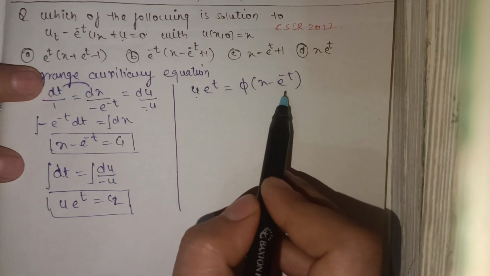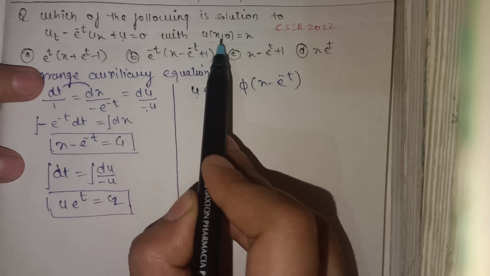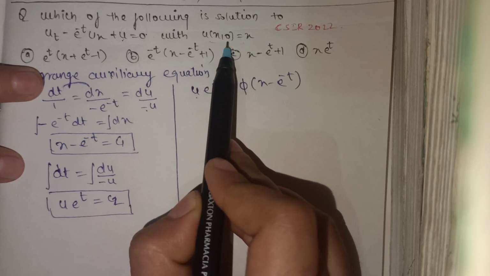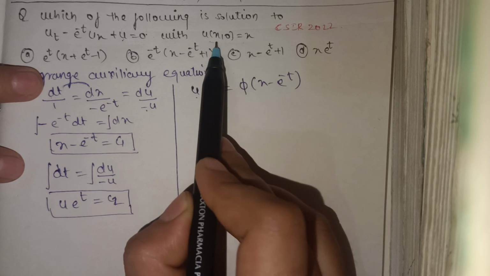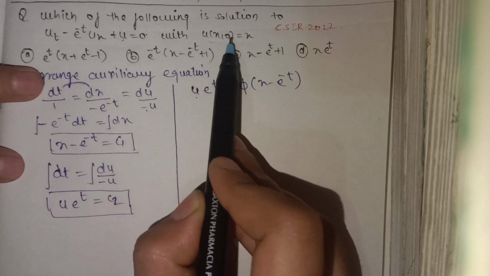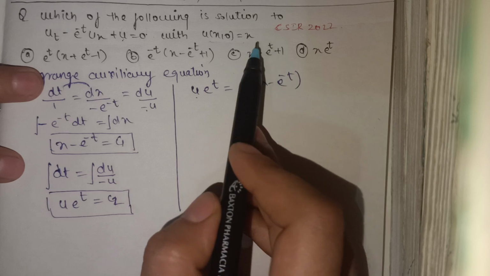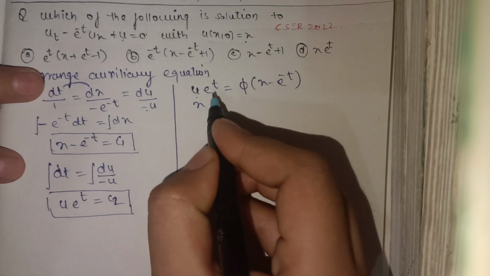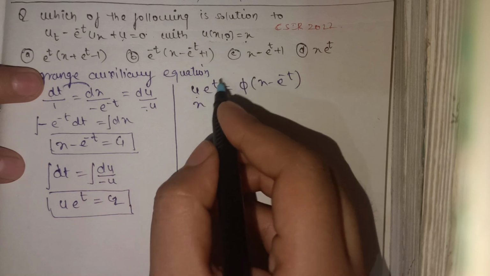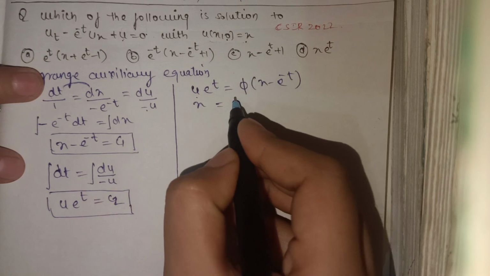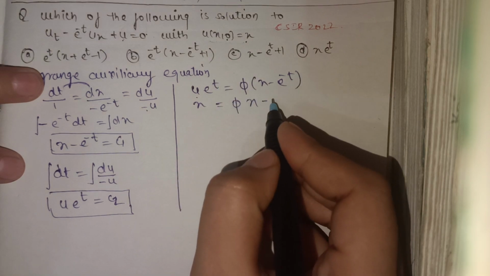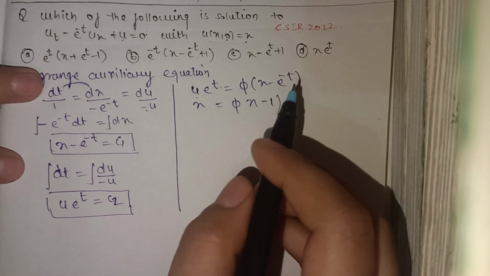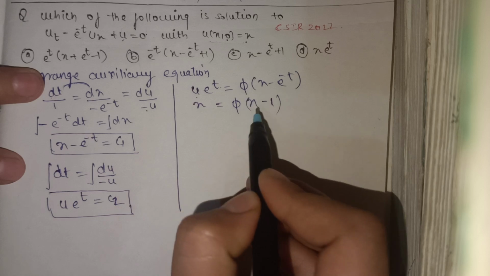So now we apply the condition. Here the condition is u of x comma 0 is equal to x. In place of u we will put x, and in place of t we will put 0. So e to the power 0 is equal to 1, that is phi of x. Sorry, I said 0, it's wrong. e to the power 0 is equal to 1.